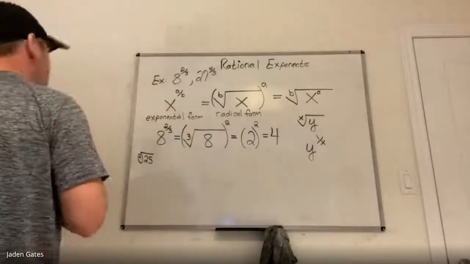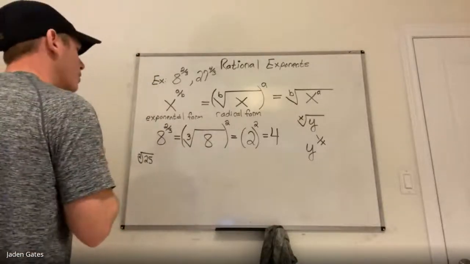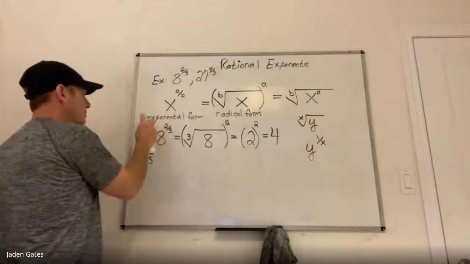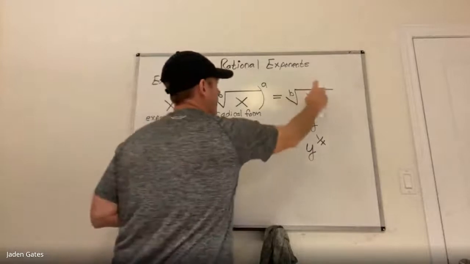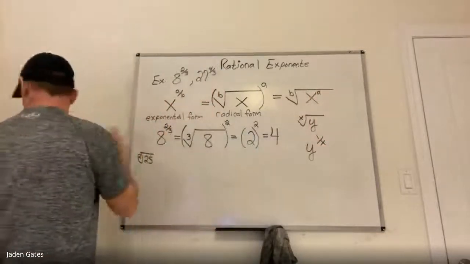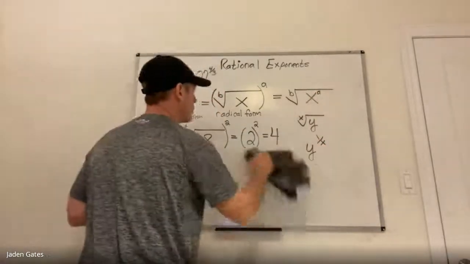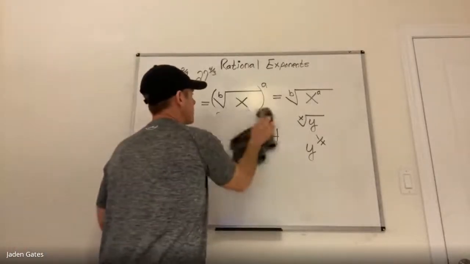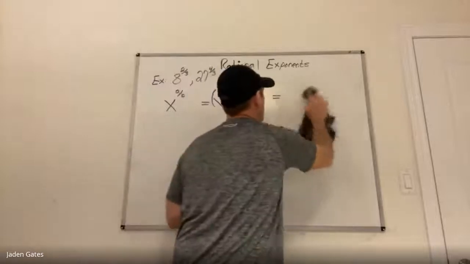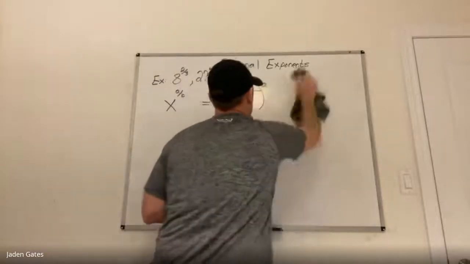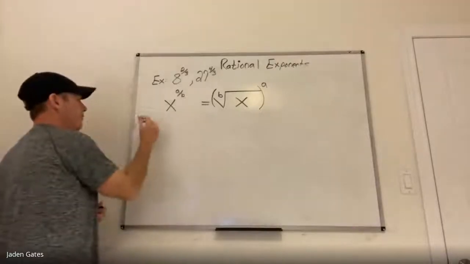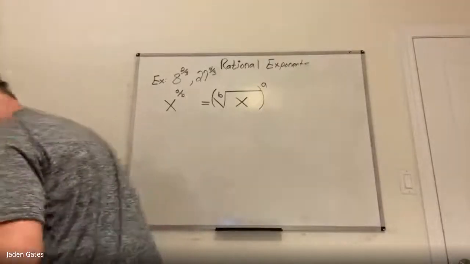All right, so there we go. Now, a couple of examples. I'm going to erase this for a little bit. Examples of how we are going to find rational exponents. I'll just leave our formula there for now.